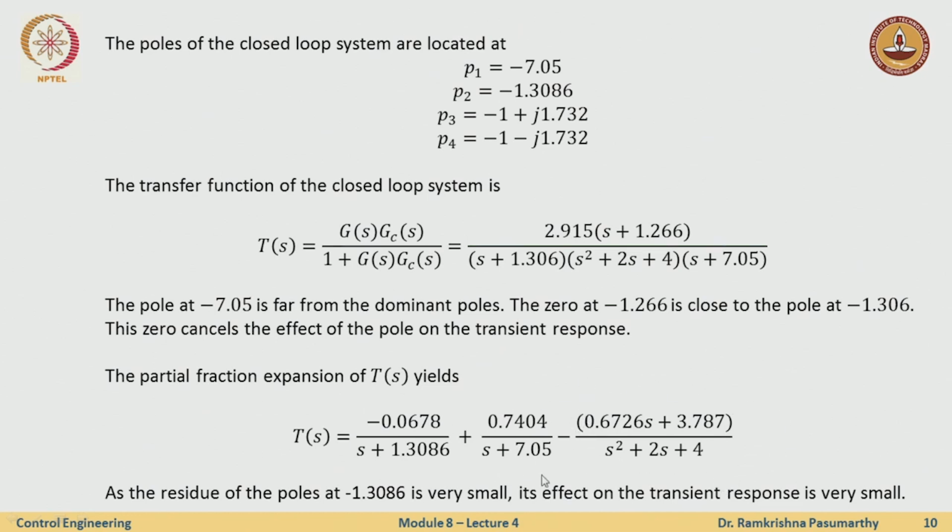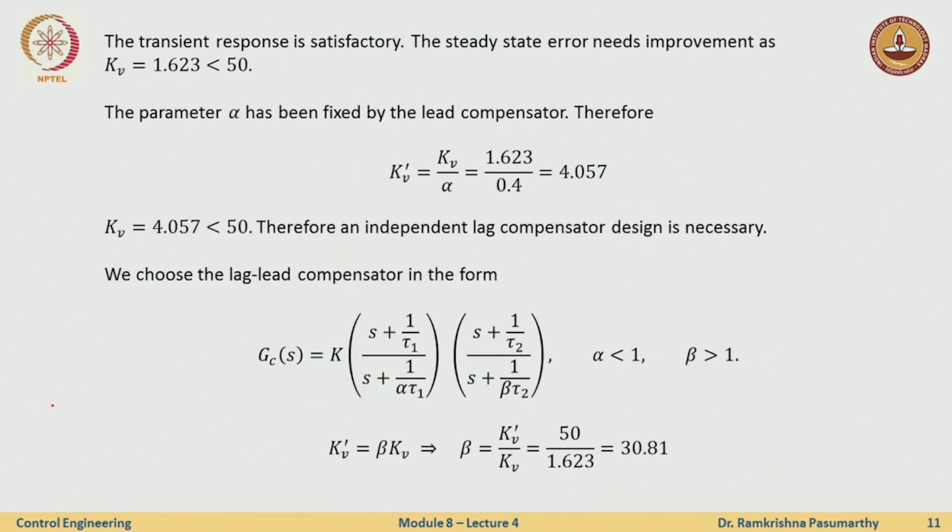Okay. So the design of the lead compensator ensures that the transient response is satisfactory. Now, let us see what is the effect on the steady state by this lead compensator alone. If I compute the velocity error constant, it turns out to be just 1.623, which is much less than 50. This is just with the lead compensator.